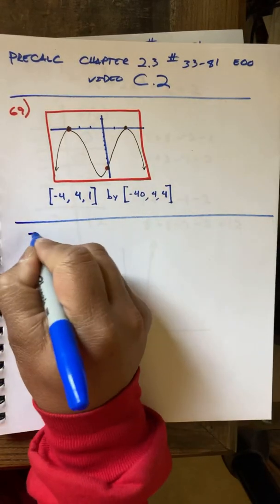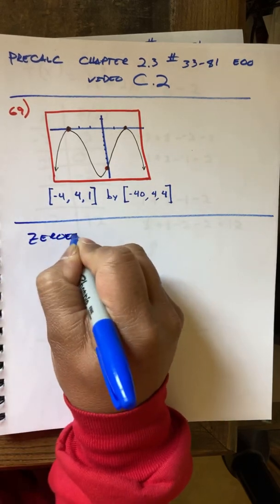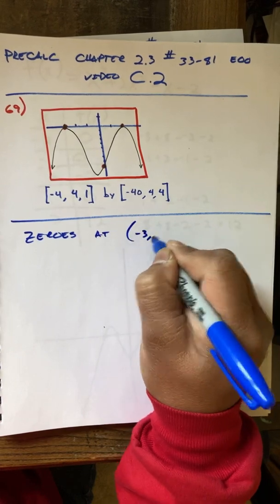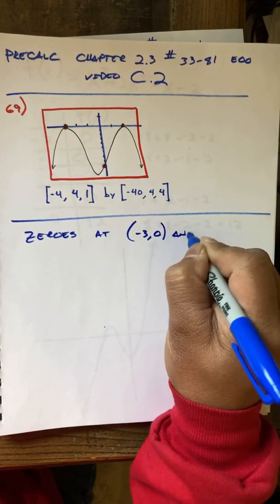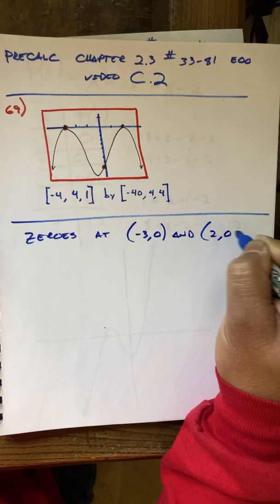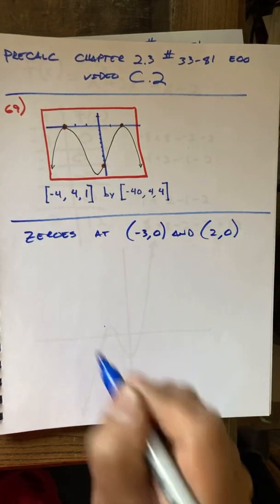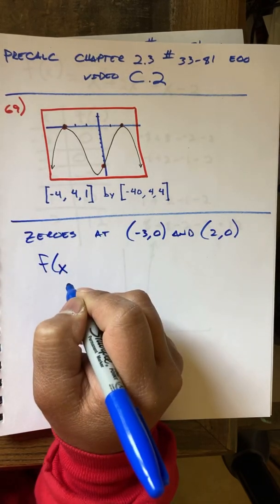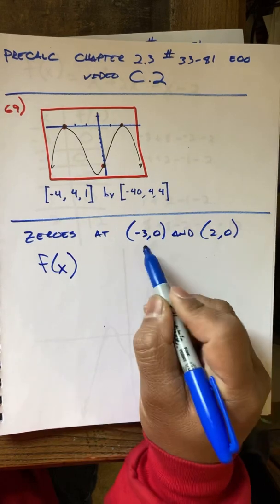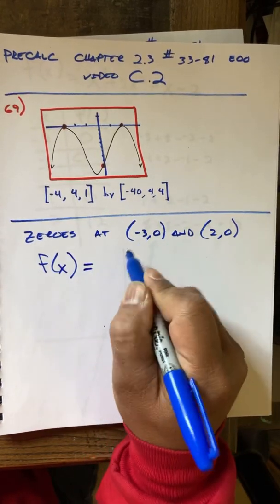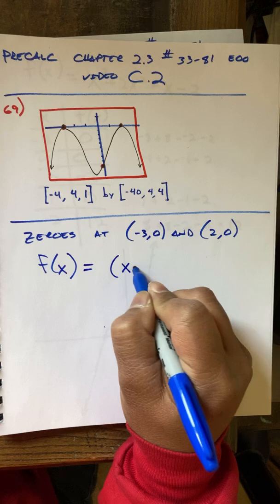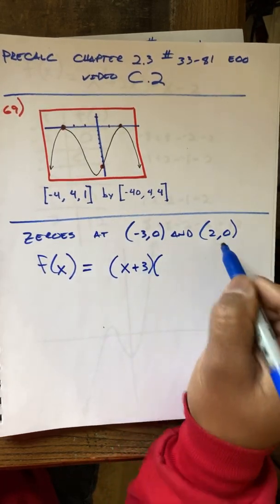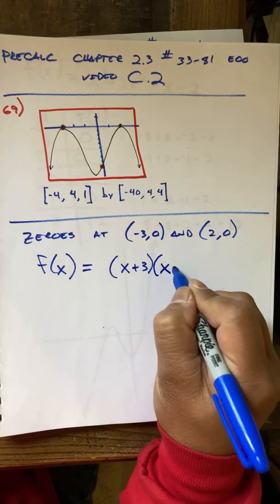My zeros are at -3, 0, and +2, 0. So whatever my f of x is, I'm going to have a factor of x plus 3 as one of the factors of it, and another one is going to be x minus 2.